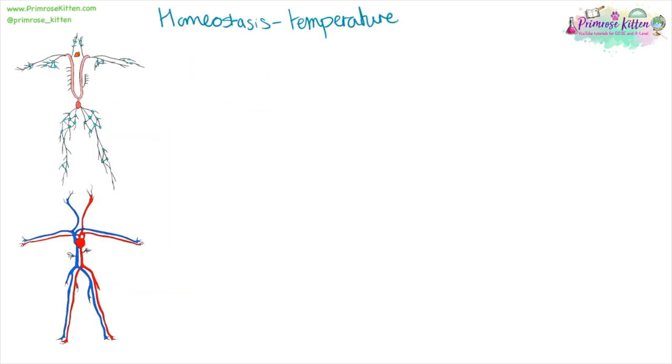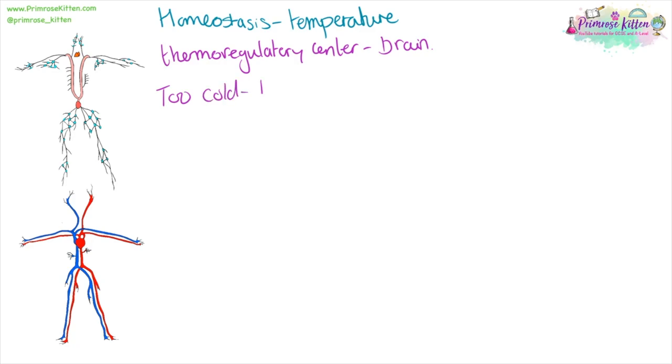Body temperature is going to be regulated by the thermoregulatory center in the brain. If you are too cold, the hairs on your body will stand up. This is to trap a layer of air. You're going to stop sweating.